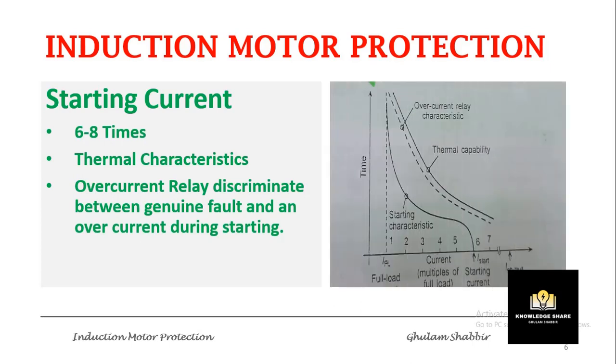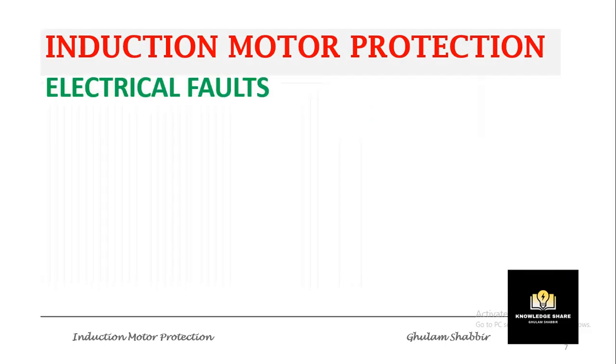From the figure, the overcurrent relay characteristics must be above the starting characteristics but below the thermal characteristics of the motor. This will ensure that the protection relay does not operate during the starting phase, and will positively operate when the load exceeds the motor thermal capability.